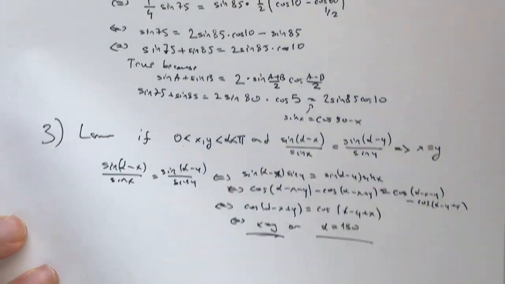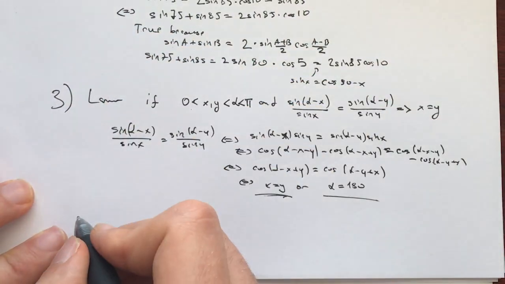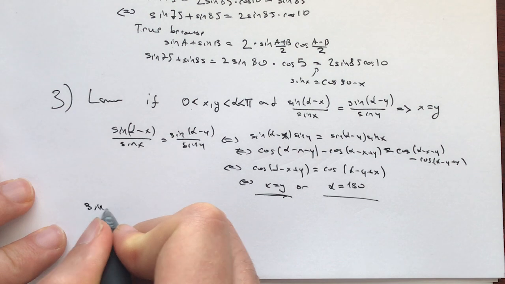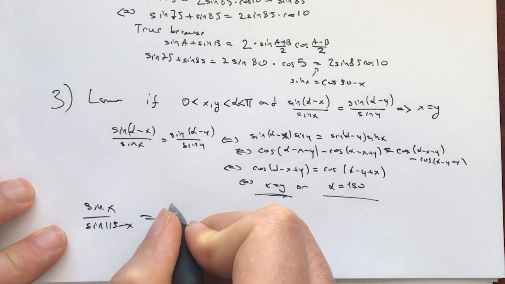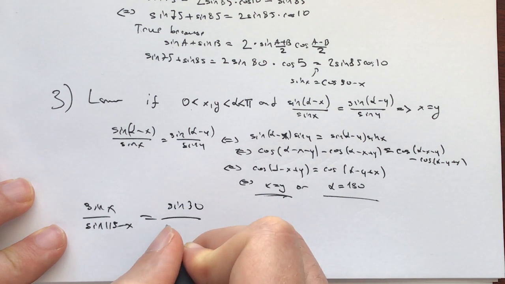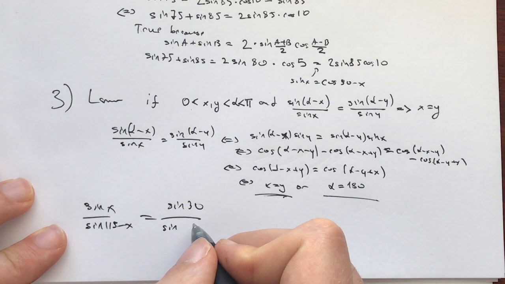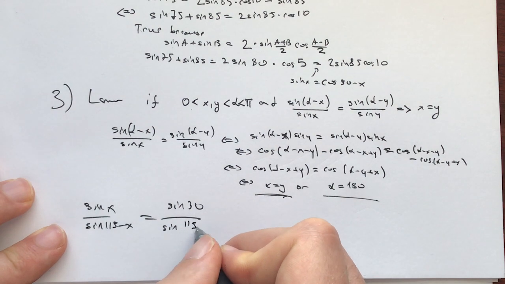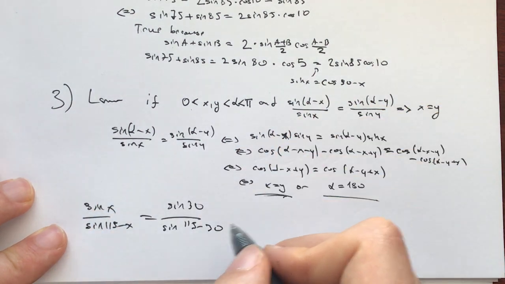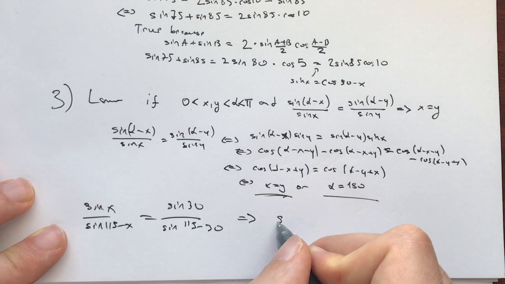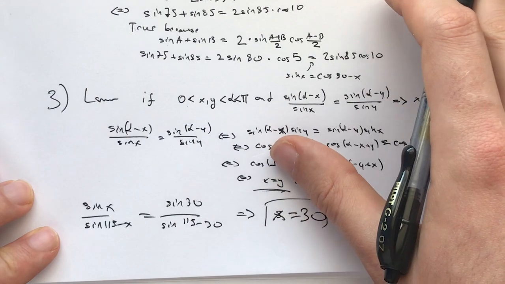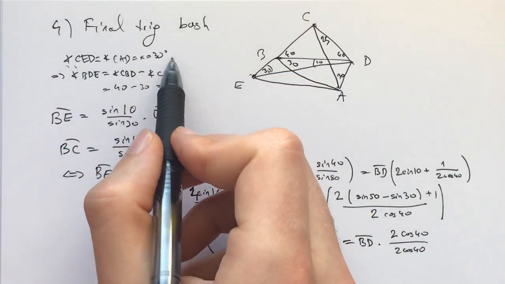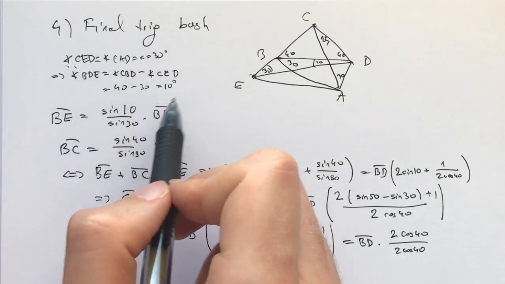Now, applying this lemma to the thing we found here, namely that sine of x over sine of 115 minus x is equal to sine of 30 over sine of 85, which is equal to what? 115 minus 30. Applying this lemma, we get that x is equal to 30. And with this, we move on to the final trig bash, namely we get CED and BDE, CED being 30 and BDE being 10.